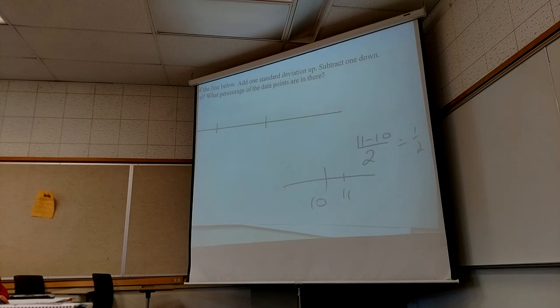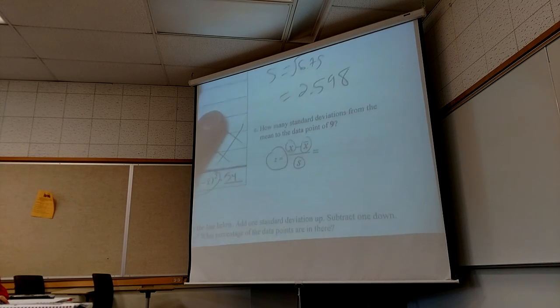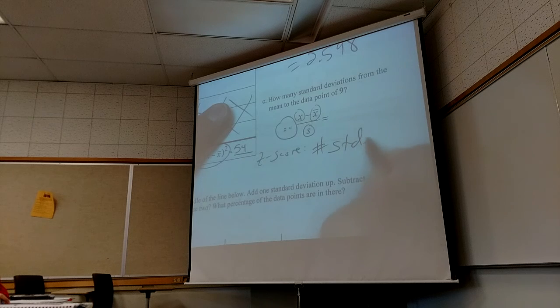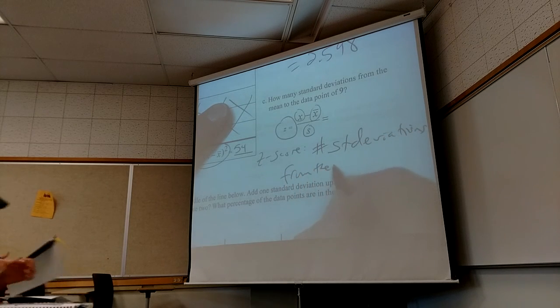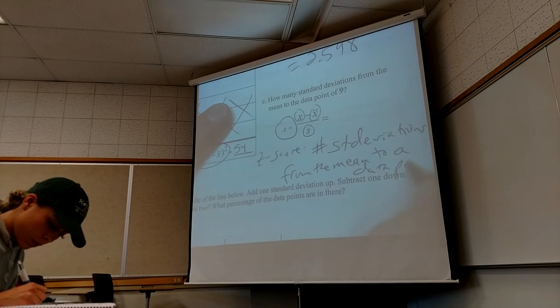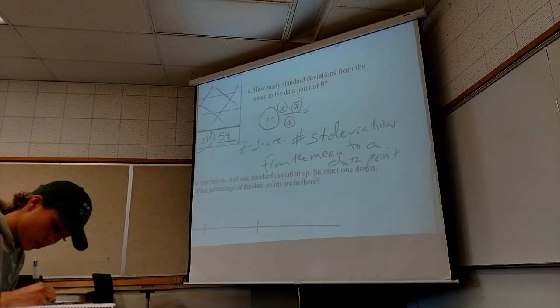Okay. So when you calculate this, it's called a z-score. It always tells you the number of standard deviations from the mean to the data point. So a z-score: the number of standard deviations from the mean to a data point.